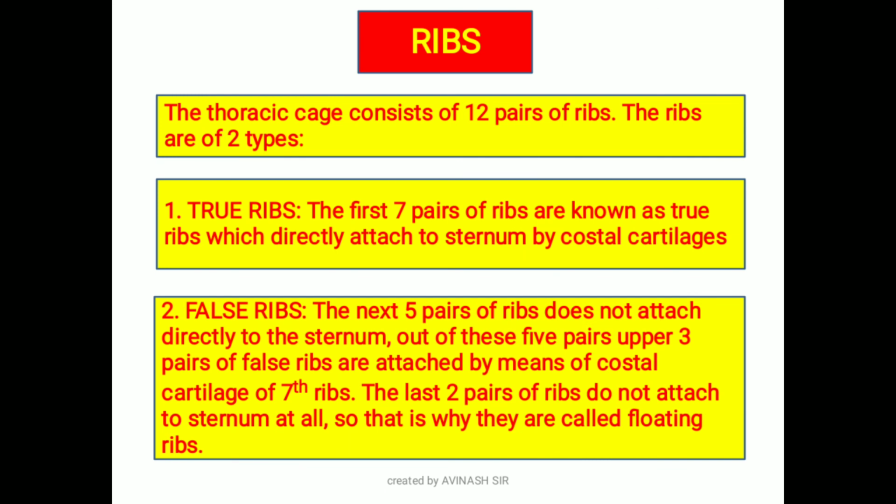Out of these 5 pairs, the upper 3 pairs of false ribs are attached by means of the costal cartilage of the 7th ribs. The last 2 pairs of ribs do not attach to the sternum at all, which is why they are called floating ribs. Students, the next thing we'll discuss in my next slide.